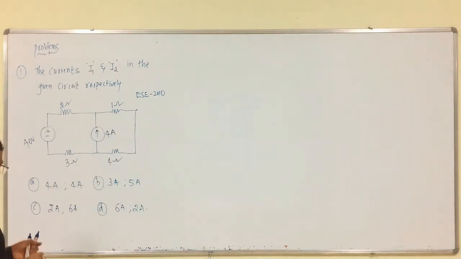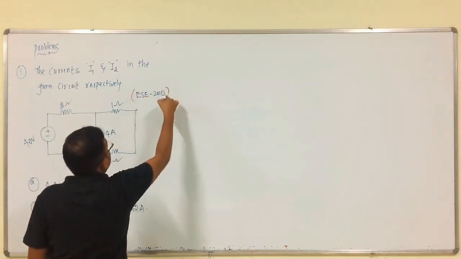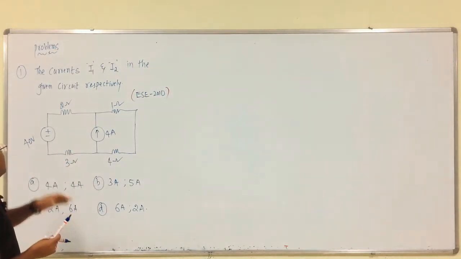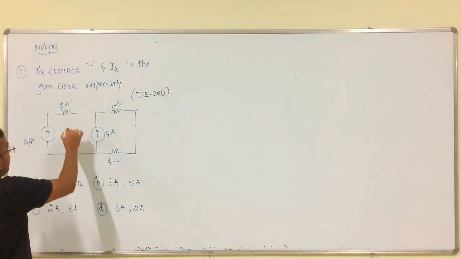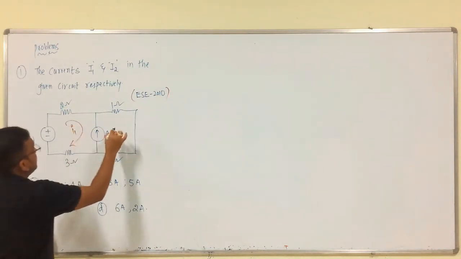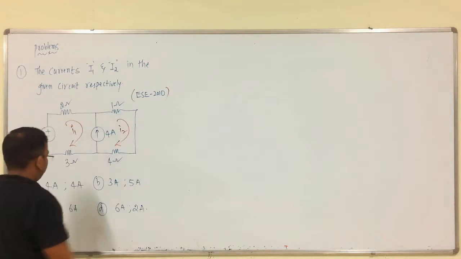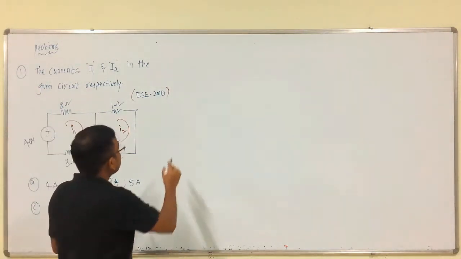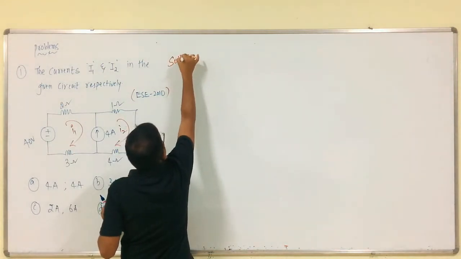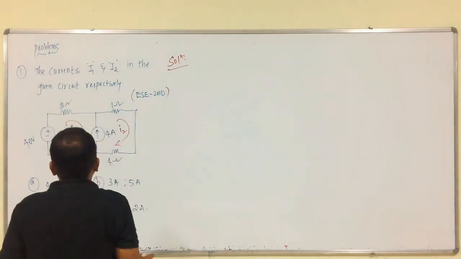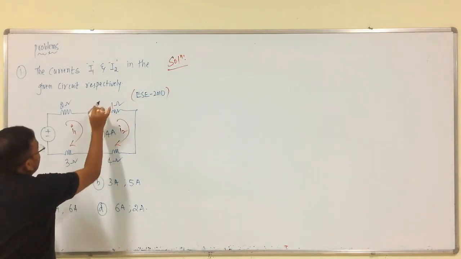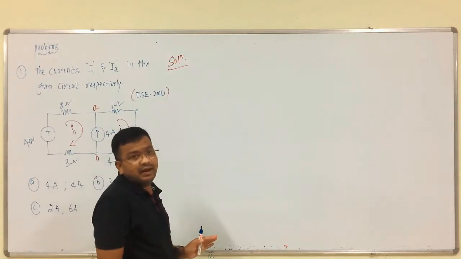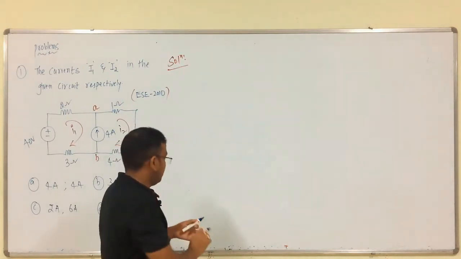This is the first problem. This is the ESE 2010 problem. The currents I1, I2 in the given circuit respectively. So, this is I1, this is I2. We can calculate the values of current I1, I2. See, this is node A, this is node B. At node A or node B, you can apply KCL and get the current equation.